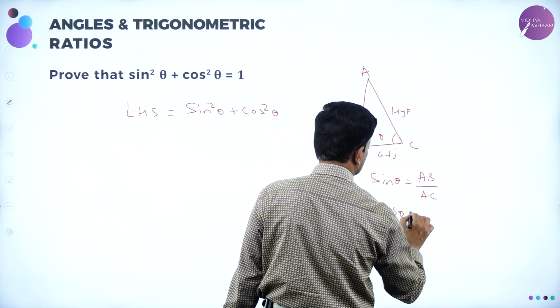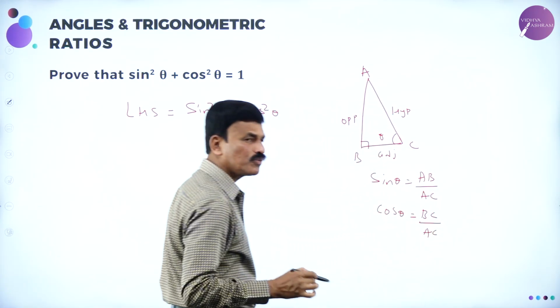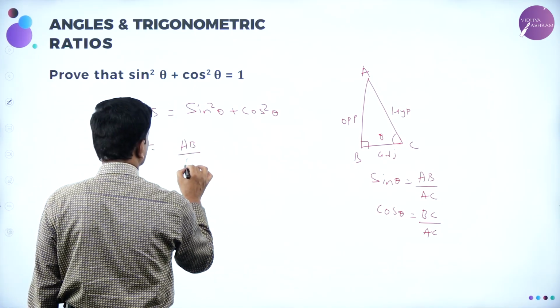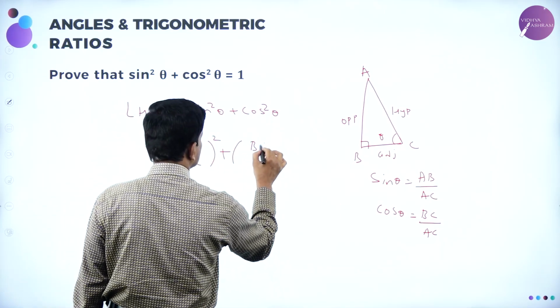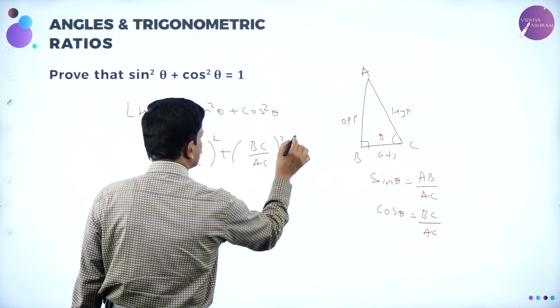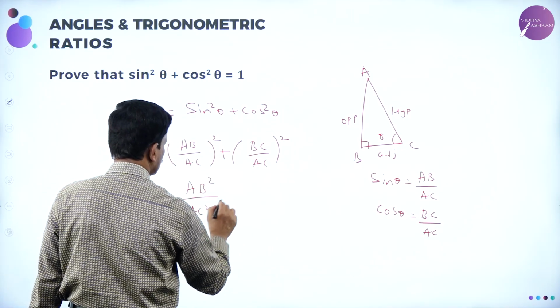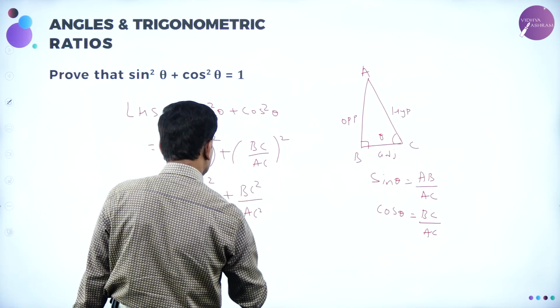And what is cos theta? Cos theta is equal to BC divided by AC. Now, substitute here. What is sin theta? Sin theta is AB divided by AC, whole squared, plus cos theta, BC divided by AC, whole squared. So, this can be written as AB square divided by AC square plus BC square divided by AC square.